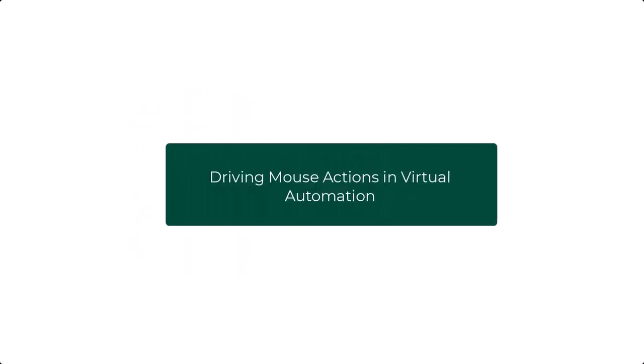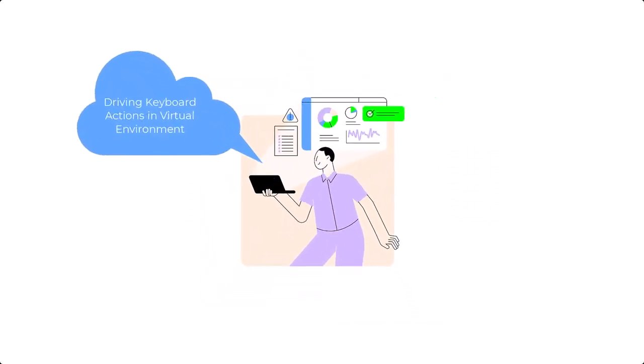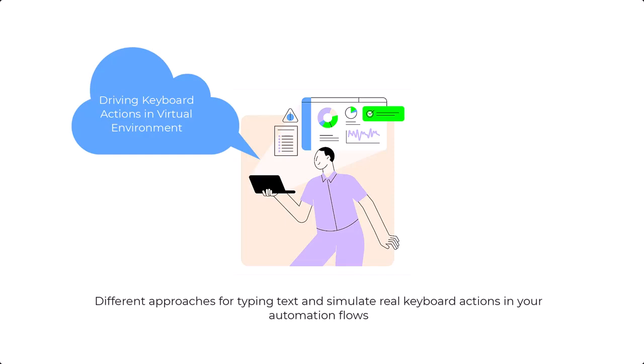In our previous video, we learned how to automate advanced mouse actions like dragging and dropping, iterating through images, and using positions and offsets for more precise control. If you missed the video, you can check the link in the description. In this tutorial, we're going to focus on automating text insertion and advanced keyboard operations in virtual environment. You'll learn different approaches for typing text and how to simulate real keyboard actions in your automation flows.